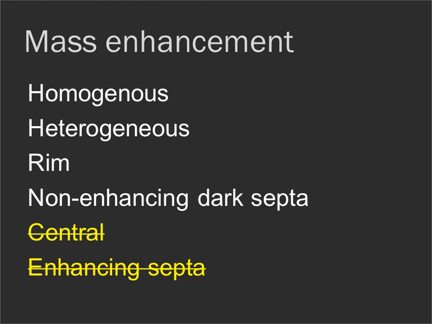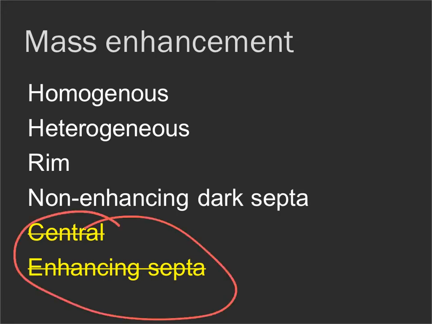The enhancement pattern of the mass falls into 4 categories: homogeneous, heterogeneous, rim enhancing, or non-enhancing dark septa. And they have done away with these 2 categories, central and enhancing septae, in the 2013 criteria. That's because it was really difficult to distinguish between non-enhancing dark septae and enhancing septae. It's kind of like, does a zebra have black stripes on a white horse or white stripes on a black horse?